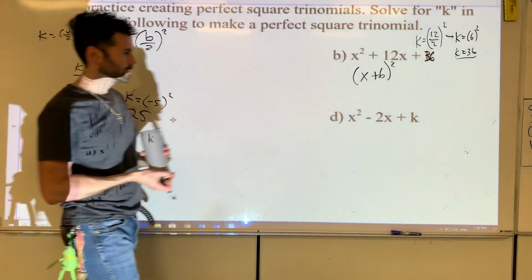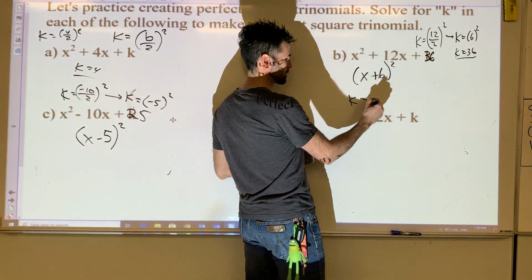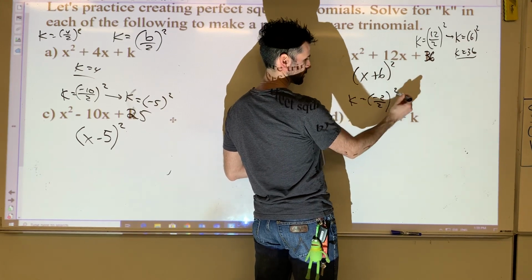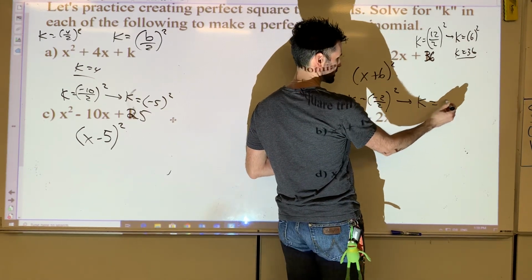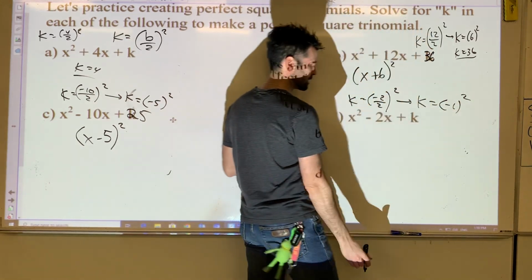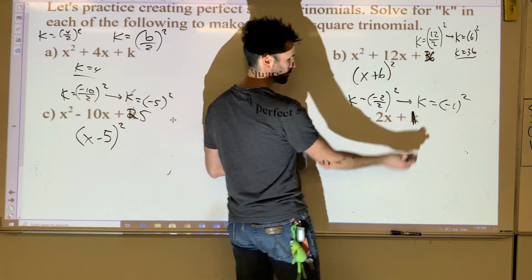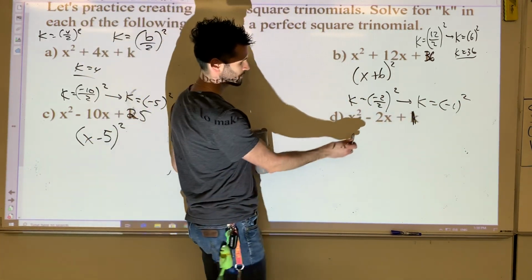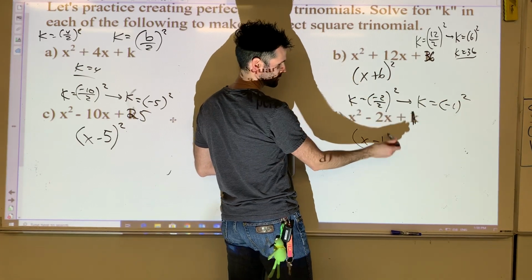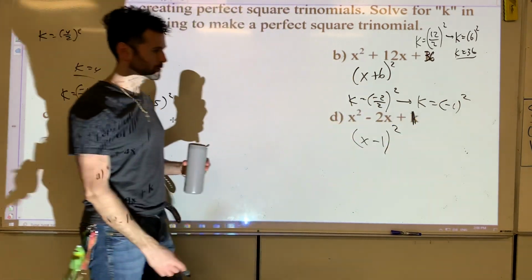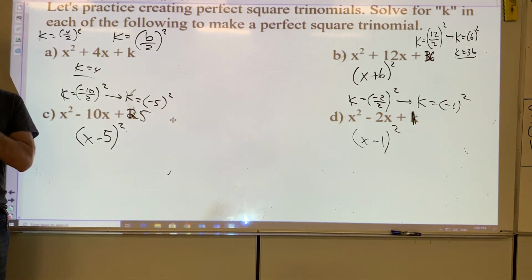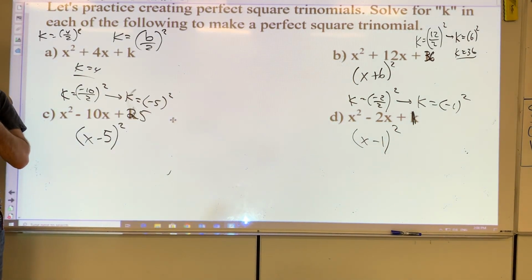Last one. So it's negative 2. So you go your b value, negative 2 divided by 2 squared. Write the intermediate step. So what is negative 2 divided by 2 is negative 1 squared. So k is positive 1. If I factor this, I just go x, whatever number is there, x minus 1 squared. If you don't believe me, FOIL it out. You'll get x squared minus 2x plus 1. Okay? Great. Cool.